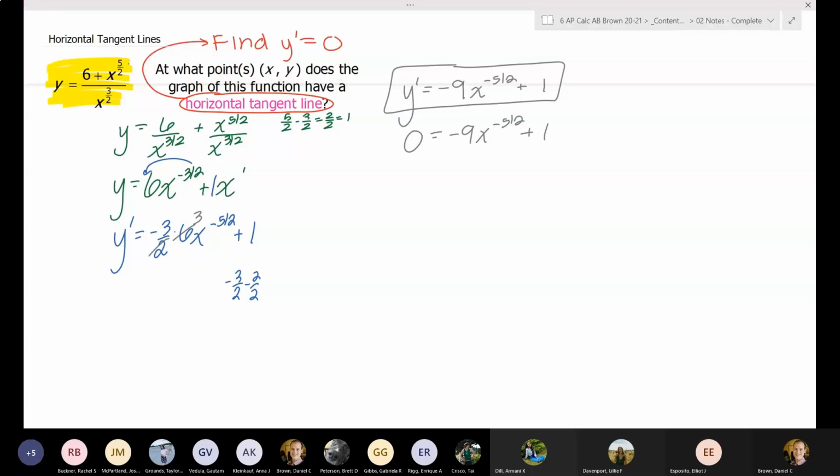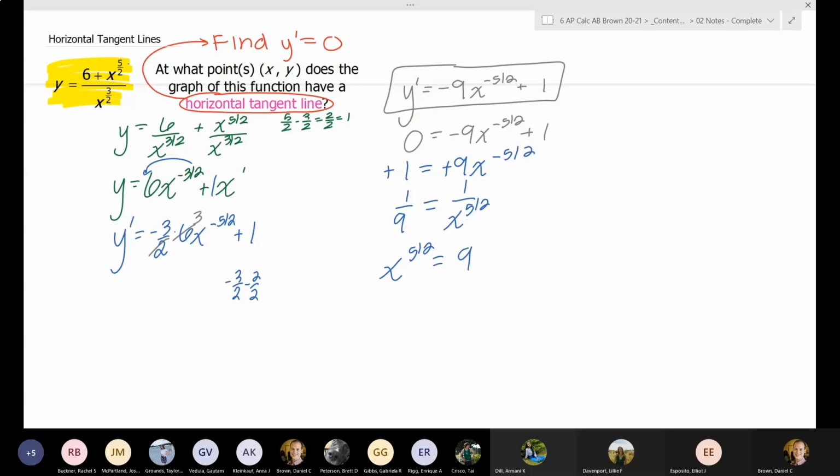There are different routes you can take. I can go ahead and subtract 1 from both sides, divide by negative 1. And so I have 1/9 is equal to x to the 5 halves. I'm going to do it as 1 over x to the 5 halves because I just don't like dealing with negative exponents. Cross multiply, so x to the 5 halves is equal to 9.